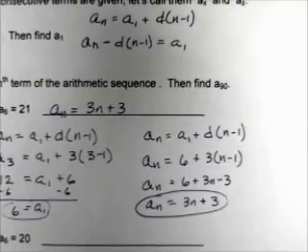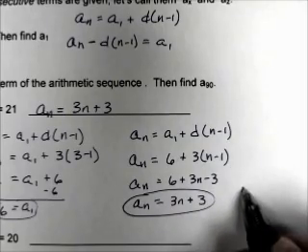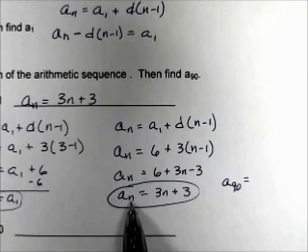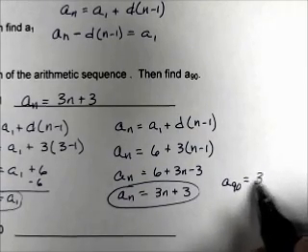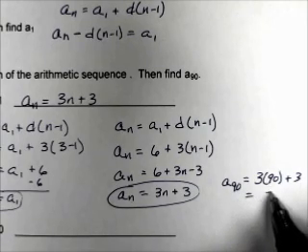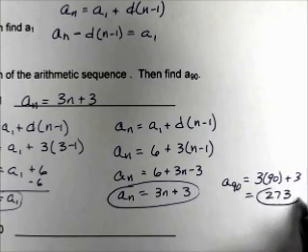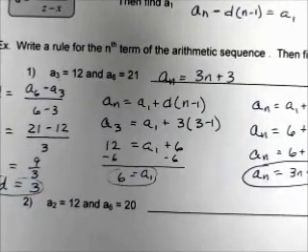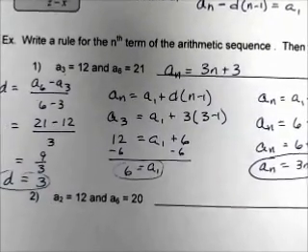Now find a sub 90. So the 90th term's value is, we're just substituting 90 in for n. 3 times 90, which is 270, plus 3 is going to be 273. Let's look at the next one.